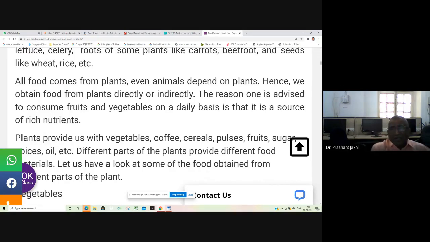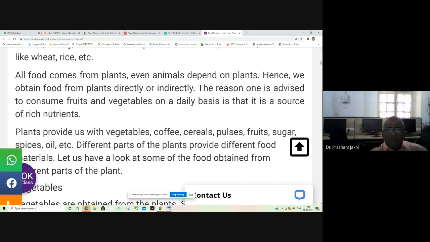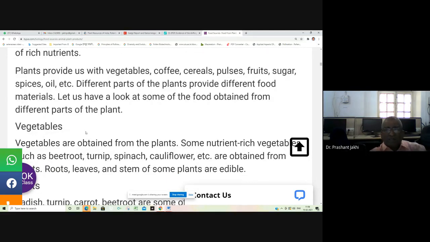The reason one is advised to consume fruit and vegetables on a daily basis is that it is a source of rich nutrients. That's why even doctors or nutritionists give us the idea to utilize whatever fruit is available daily from the adjoining area. Plants provide us with vegetables, coffee, cereals, pulses, fruits, sugar, spices, oil, etc. Different parts of plants provide different food material. Let us have a look at some of the food obtained from different parts of the plant.